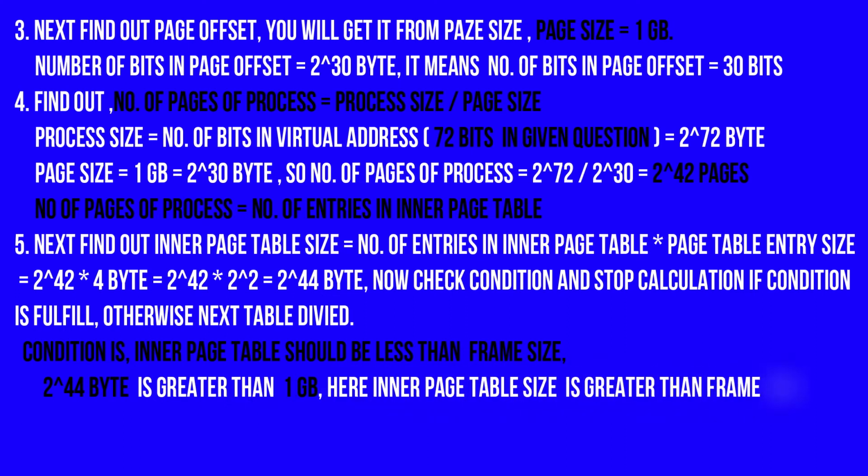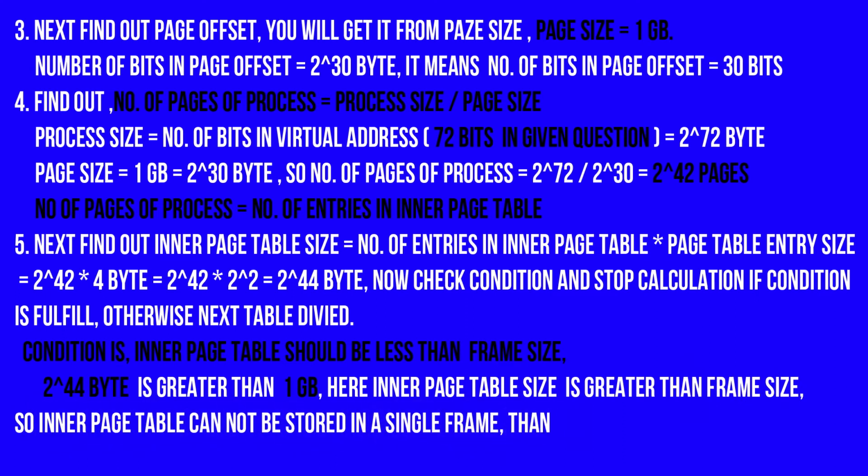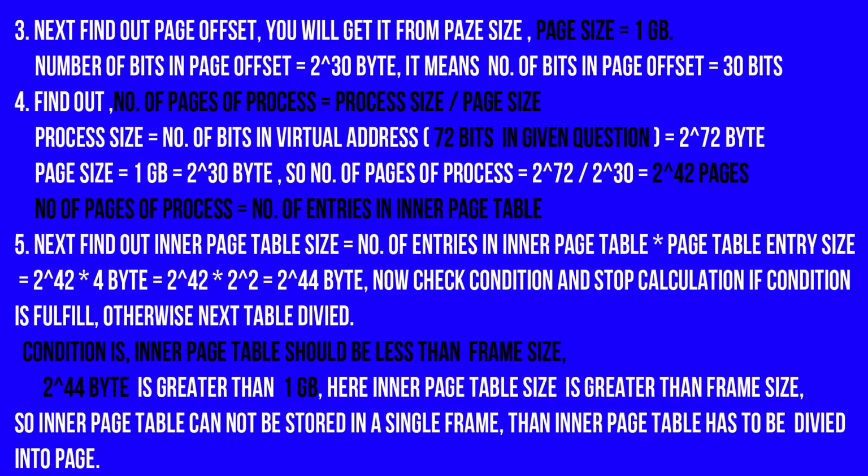Step 5. Next find the inner page table size, equal to number of entries in the inner page table into page table entry size. Number of entries in the inner page table is 2 to the power 42, into 4 bytes, equals 2 to the power 42 into 2 to the power 2, which equals 2 to the power 44 bytes. Now check the condition and stop calculation if the condition is fulfilled; otherwise the next table is divided. The condition is that the inner page table should be less than the frame size.